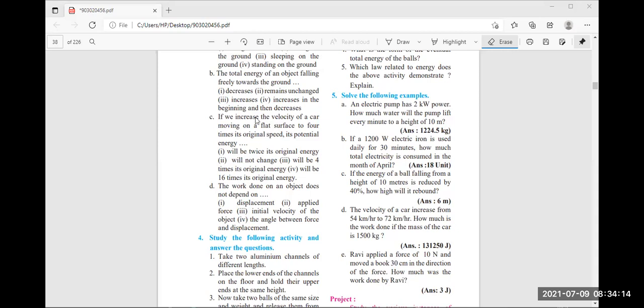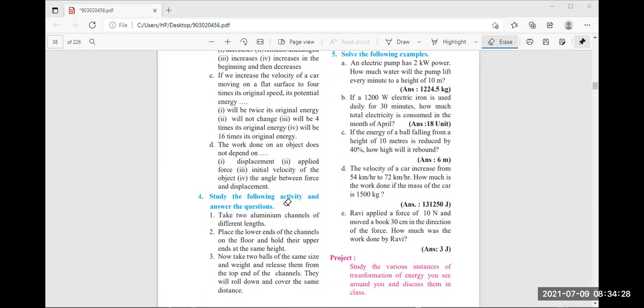Diksha Sonone, can you tell? Samruddhi Katore. Because the initial velocity of an object is always zero. Yes, the initial velocity of an object is always zero, so due to that reason the work done on an object does not depend on the initial velocity.